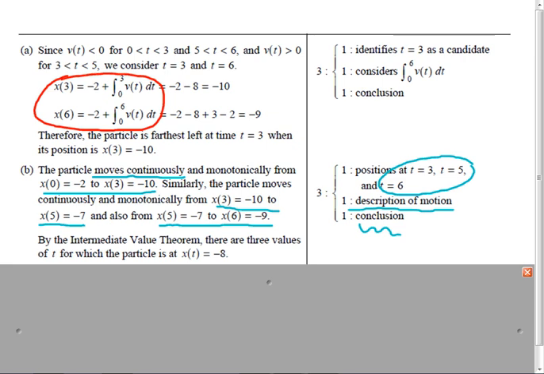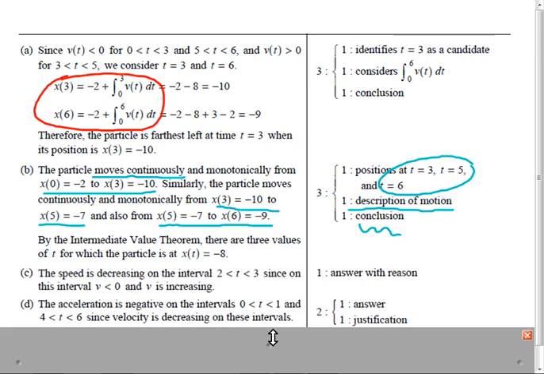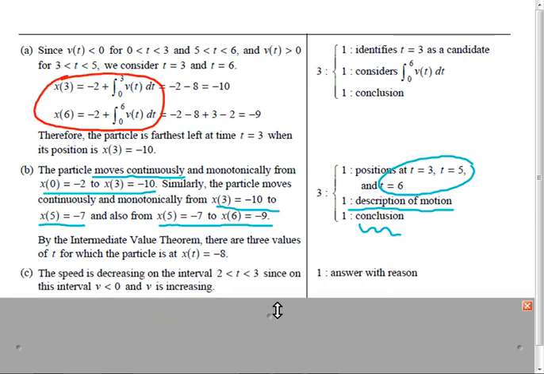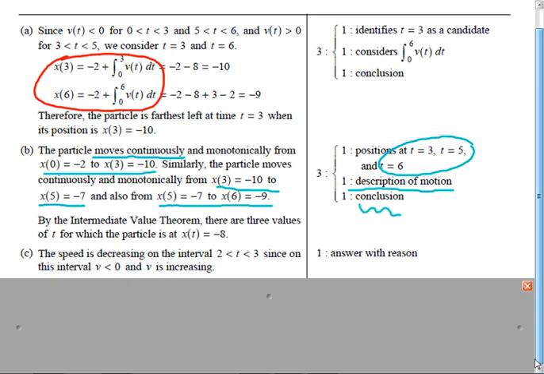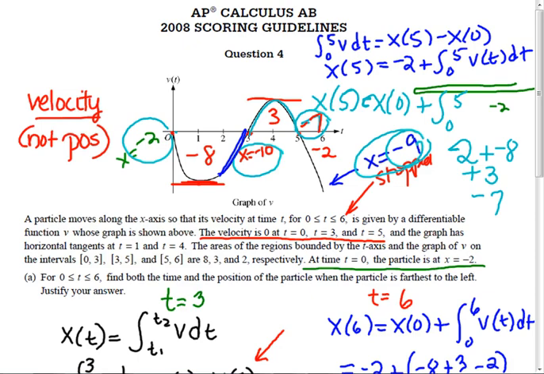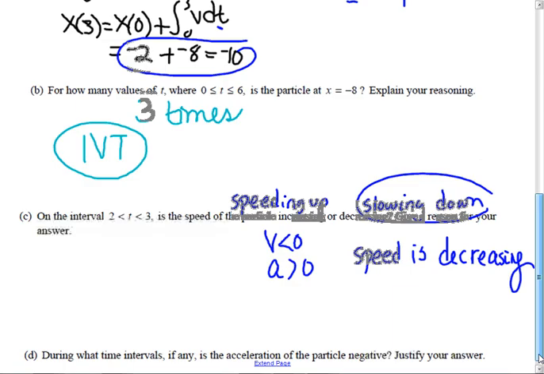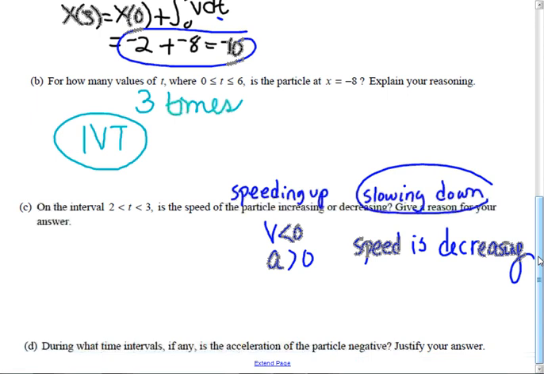Let's see what the scoring rubric says. But that's the easy one. I know we can get that. Yeah, I'm really curious to see what the analysis was. The speed is decreasing because the velocity is negative, and instead of saying the acceleration is positive, you can say the velocity is increasing. You can say it either way. Same thing. 1 point. Ooh, not very big. If you miss part of it, you don't get your 1 point.